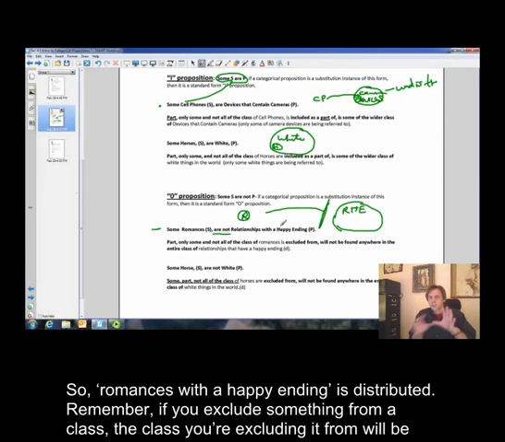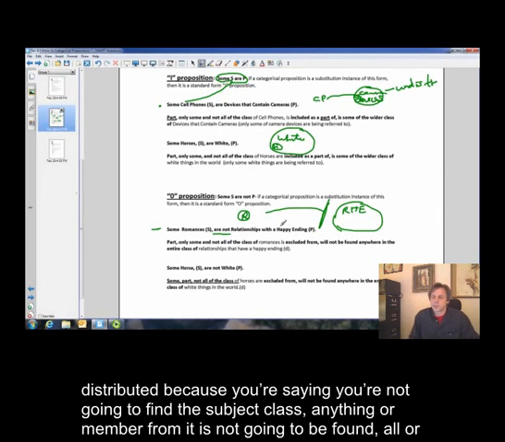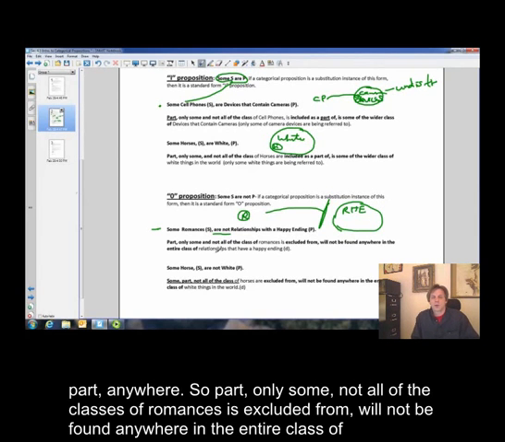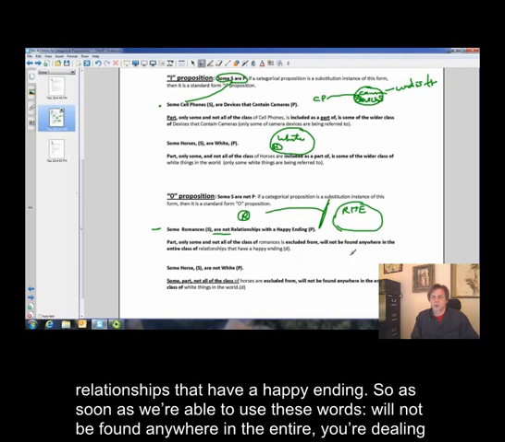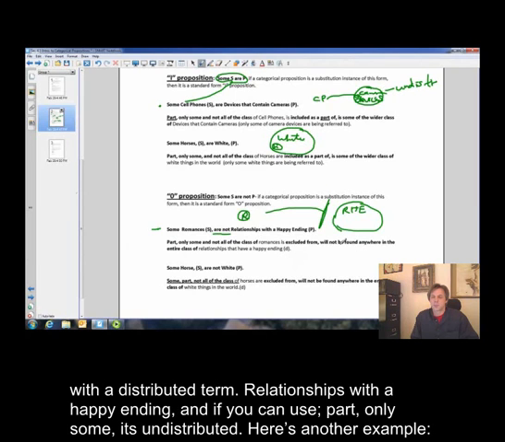Remember, if you exclude something from a class, the class you're excluding it from will be distributed, because you're saying that the subject class, any member from it, all or part, is not going to be found anywhere. So part, only some, and not all of the class of romances is excluded from, will not be found anywhere in the entire class of relationships that have a happy ending. As soon as you're able to use these words, will not be found anywhere in the entire, you're dealing with a distributed term: relationships with a happy ending. And if you can use part, only some, it's undistributed.